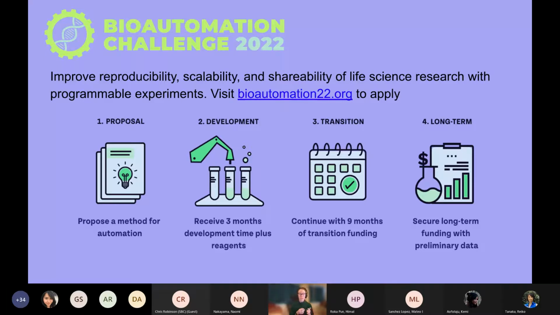So it's my hope that by changing the paradigm with which we access these instruments, we can better integrate automation into science, making it more reproducible, scalable, and easier to share and replicate.